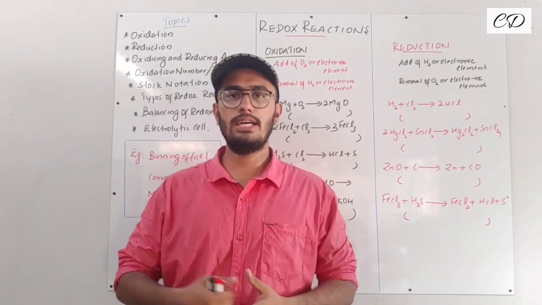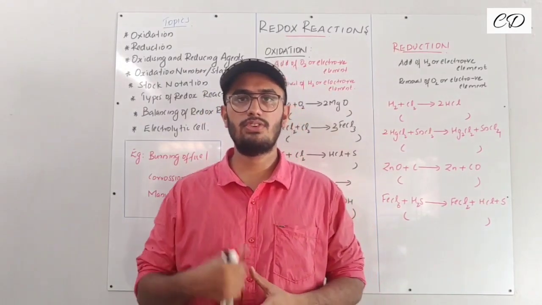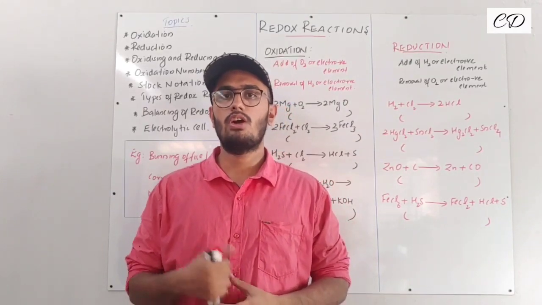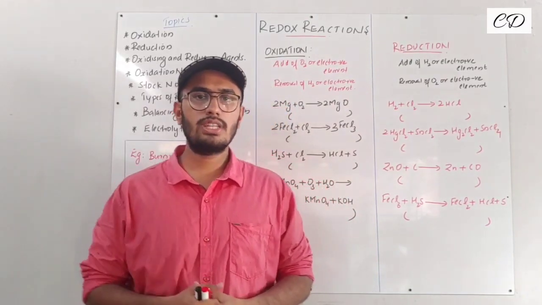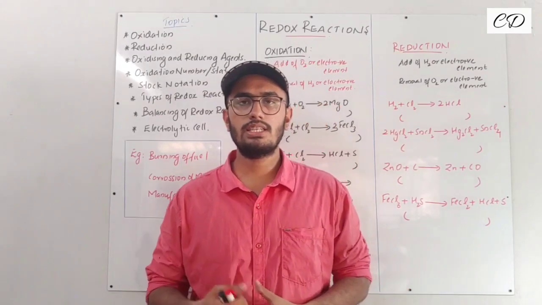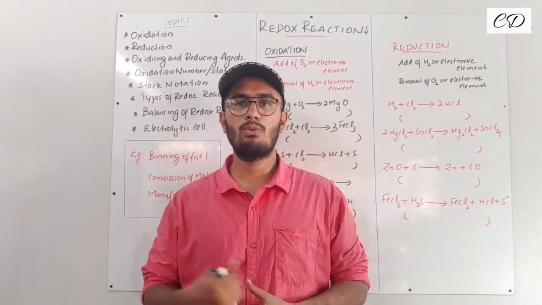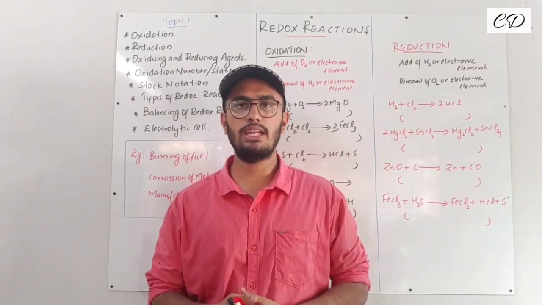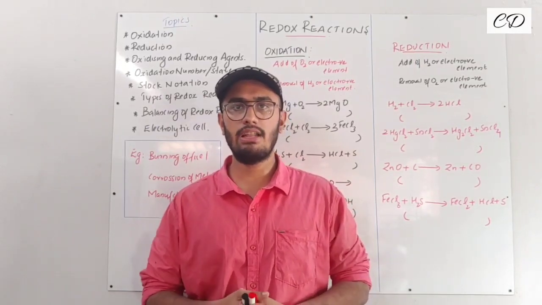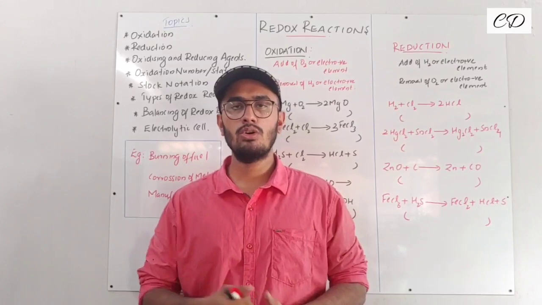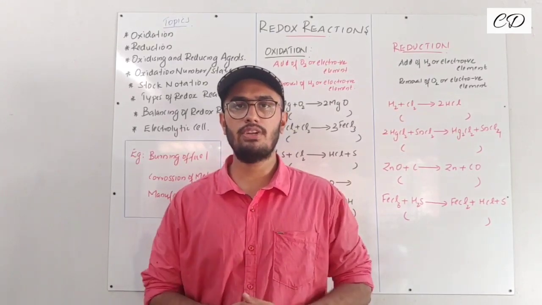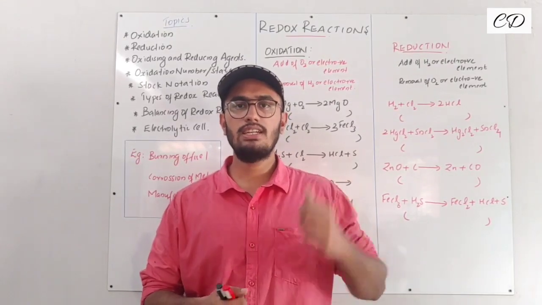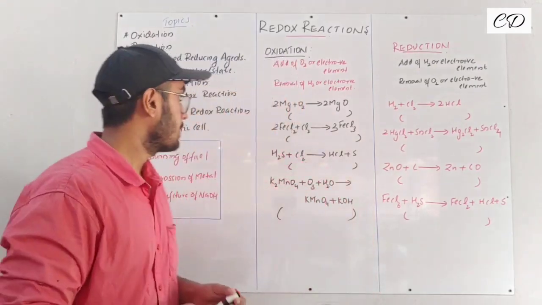Next we will go to the depth of this redox reaction. First of all, we are going to discuss oxidation. Everyone knows that oxidation means the addition of oxygen or removal of hydrogen. In other words, we can also say oxidation means addition of electronegative element and removal of electropositive element. That is a simple definition of oxidation. We can discuss it with some examples.